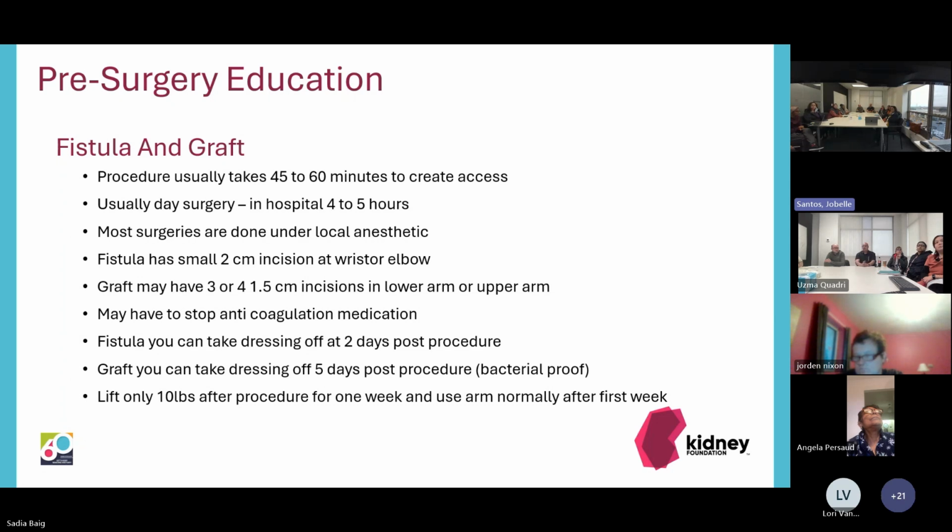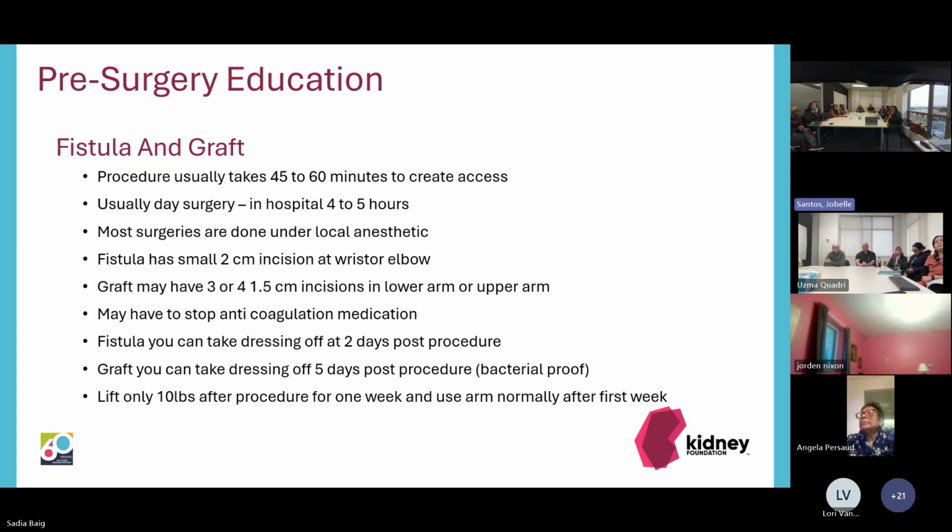A lot of the time we will stop your anticoagulation unless you've had a stent or something put in your heart or other places. We'll usually stop your anticoagulation before the surgery. Fistulas, you can take the dressing off 2 days afterwards, and you can wash the arm 4 days afterwards with soap and water. With the graft, sometimes they'll have a special dressing. It's an antibacterial dressing they're using. It looks like a honeycomb. Those dressings we actually leave on for 5 days, and we pull those off afterwards.